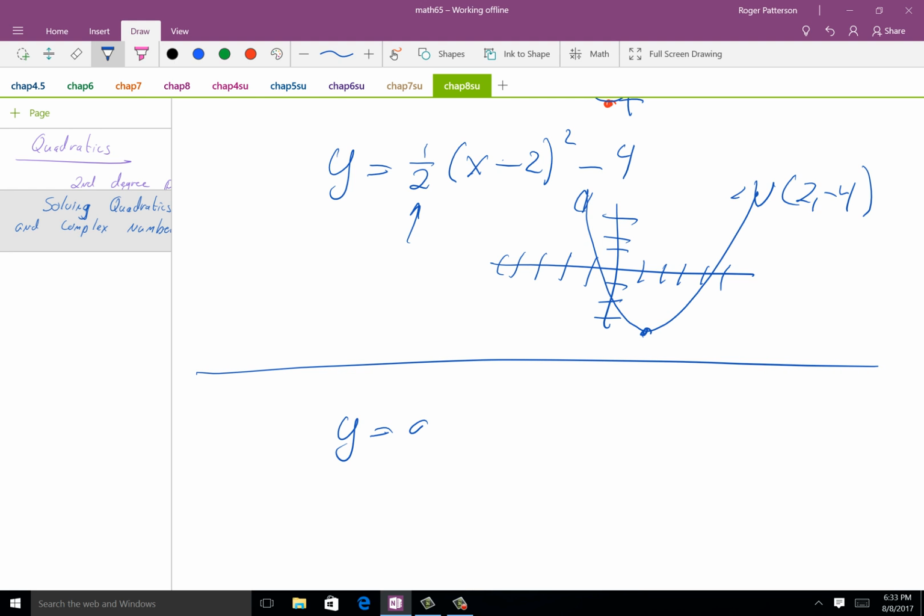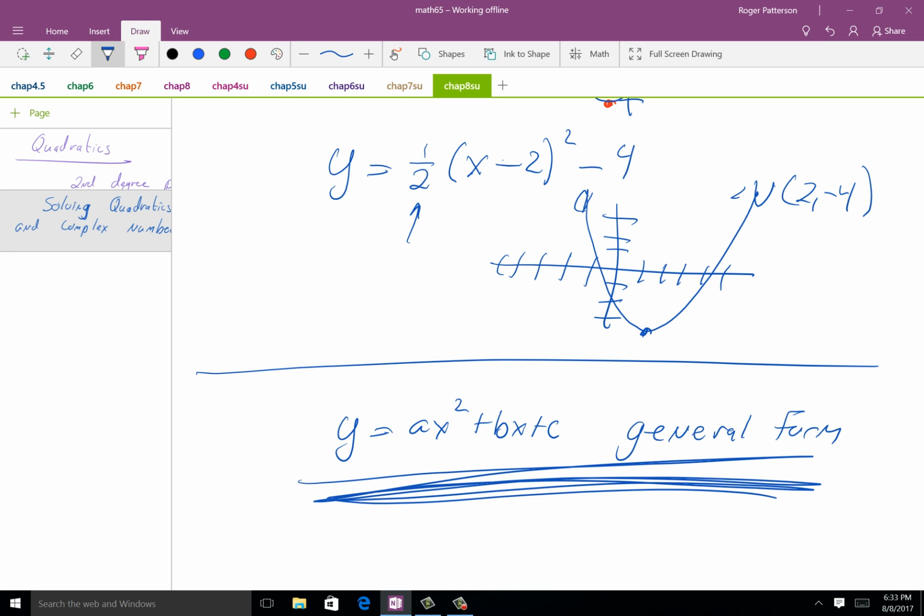The other forms look like this. This is called the general form. And almost all of yours in your assignment are going to be in that form. That form tells you nothing about a graph except the A's are always the same, so it would tell you whether it's opening up or down. But the B and the C you can't tell anything from those.